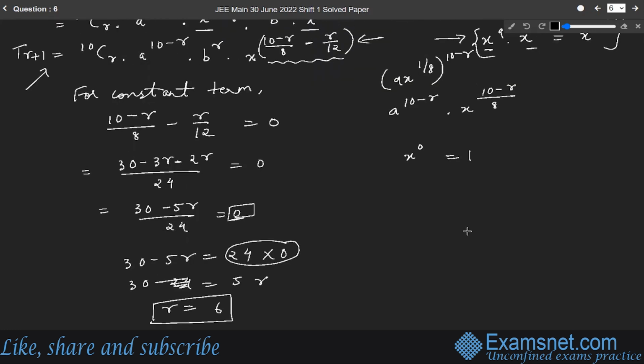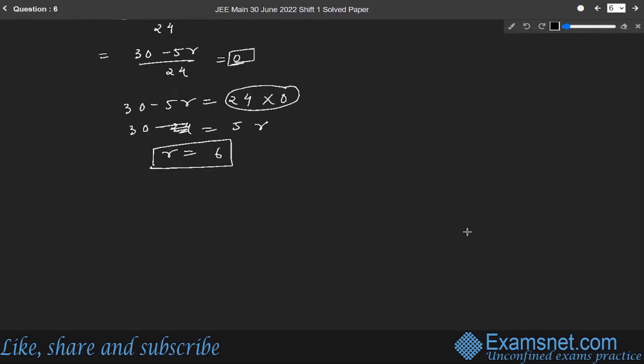It is 10Cr into a power 10 minus r into b power r. And since this expression is equal to 0, x power 0 is 1. Okay, so the last term becomes 1. So T(r+1) is equal to 10Cr multiplied by a power 10 minus r into b power r.